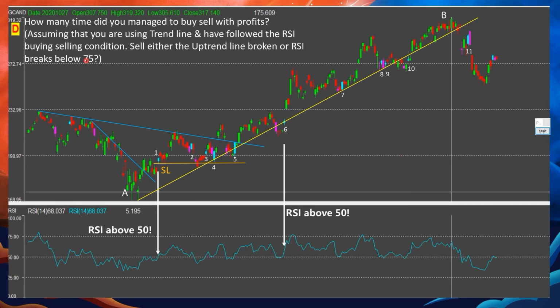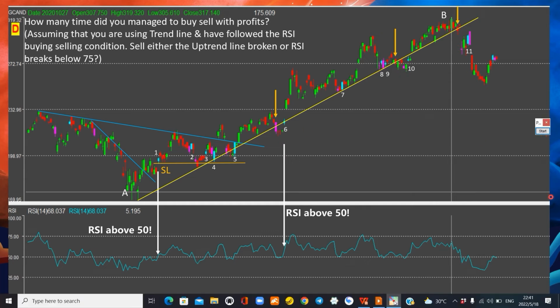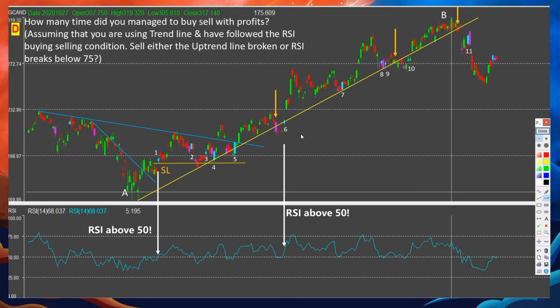Now, what about this one? How many times do you manage to buy and sell with profits, assuming that you're using the trend line that follows the RSI buying and selling condition? You sell either when the uptrend line is broken or when RSI breaks below 75. So how many times can you get? 1, 2, 3. So this 3 is where you have managed to ride the trend. The trend from where? Either you buy in from 5, 4, or 3. You are able to ride the trend until this first sell. So you make one run.